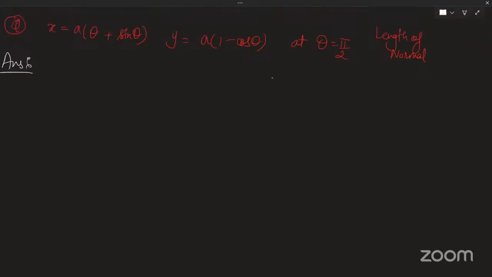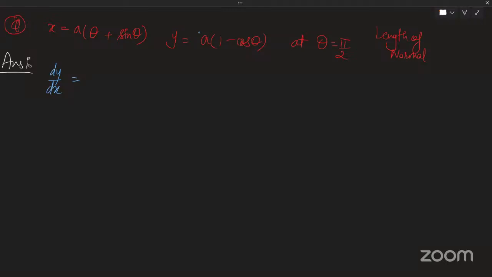Vignesh, how will we find the value of dy by dx? Differentiate with respect to theta, sir. Then after that, divide. Okay, great. So see, if you don't remember dy by dx in such cases, this is called the parametric case.